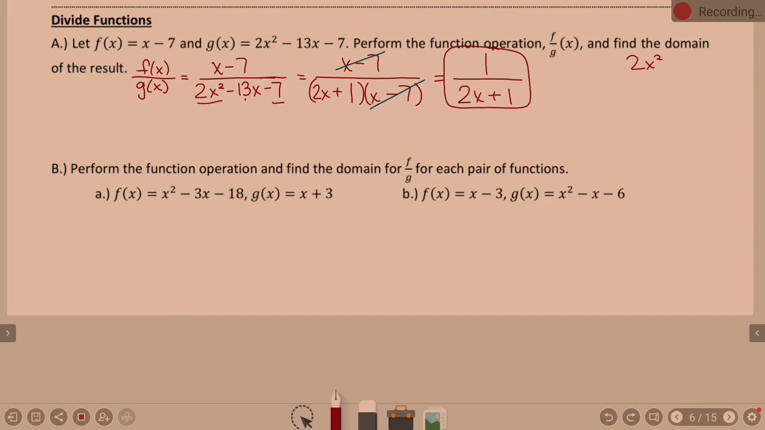2x squared minus 13x minus 7. Do you remember this at all? We did a lot first semester. Product of AC is a product of 2 times negative 7, which is negative 14. And a sum of what? The middle term, which is negative 13. What multiplies to be negative 14 and adds to be negative 13?